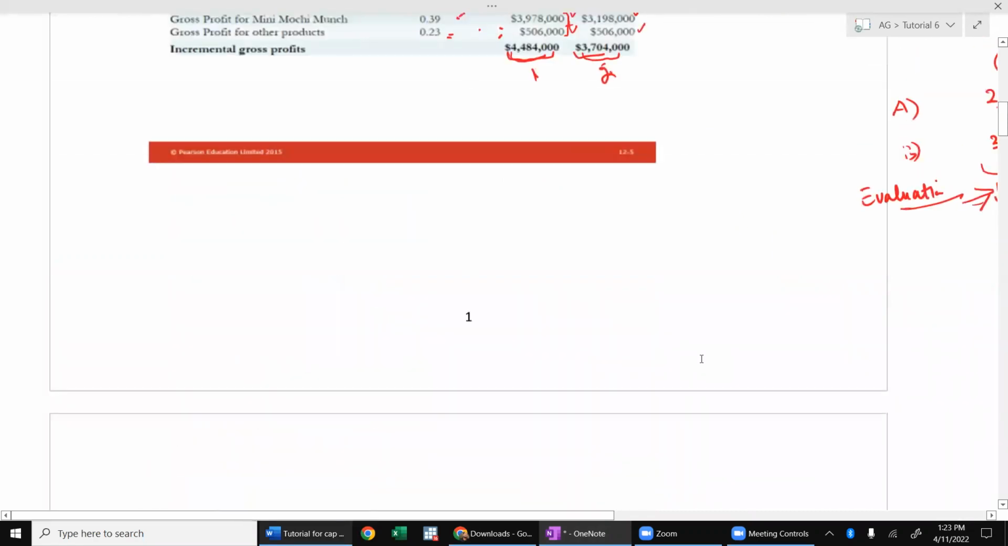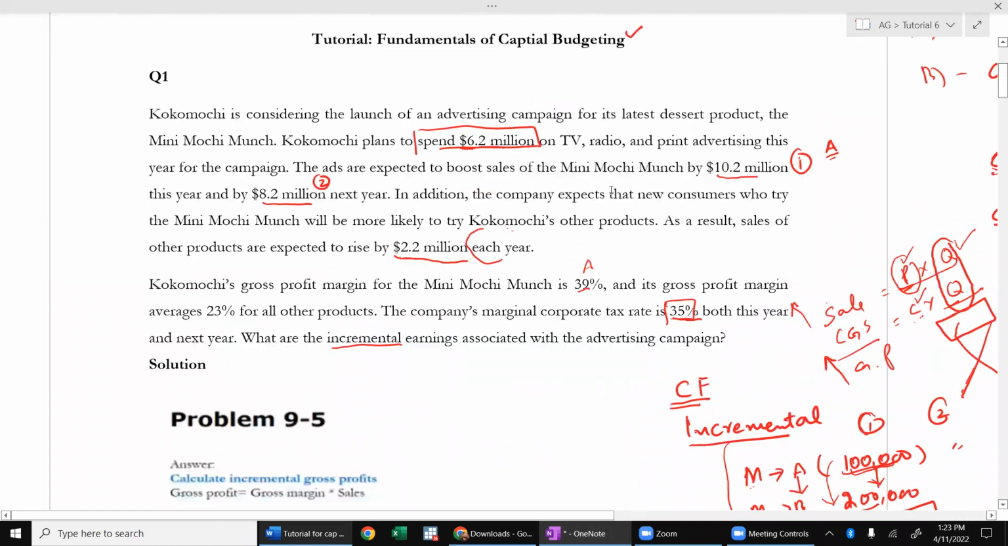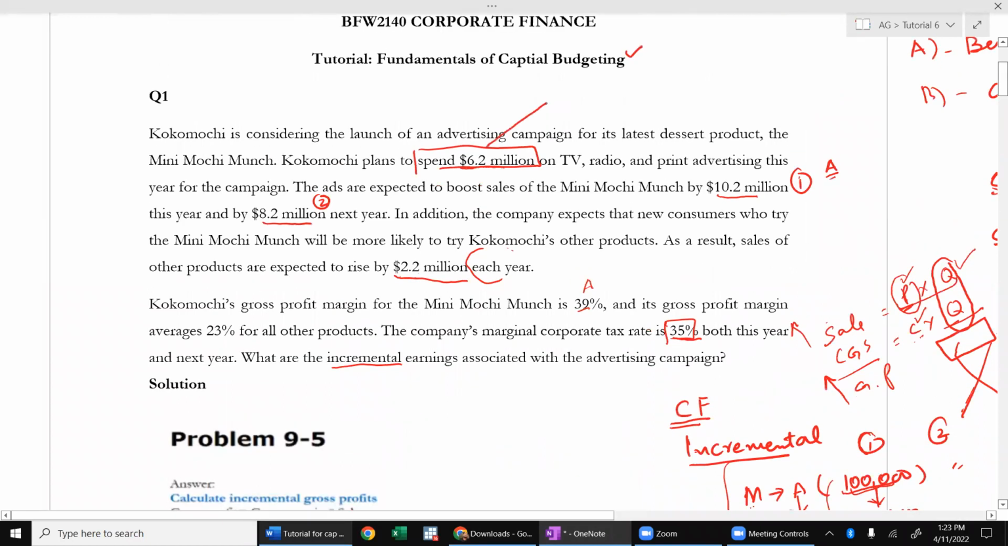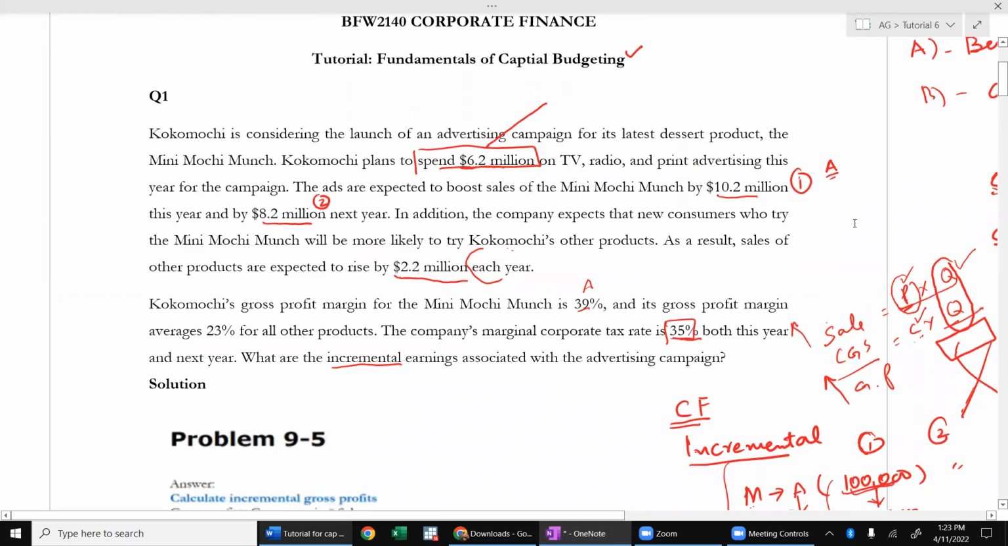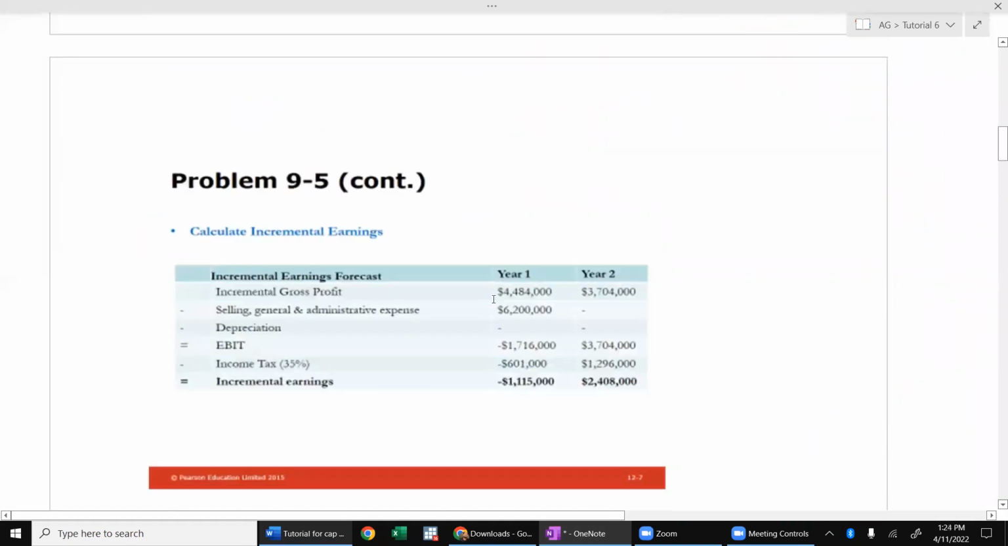Sorry, we are continuing, because of the depreciation, sorry, my bad. There were some advertisement expenses also given, and the tax rate is also 35%. Can you find any depreciation in the question? There is no depreciation given, right? So you will have incremental gross profit year 1, incremental gross profit year 2, and selling and admin expense, which will only happen in year 1. So this will be negative profit. In year 2 there will be no selling and administrative expenses, no depreciation, so this will be your profit.